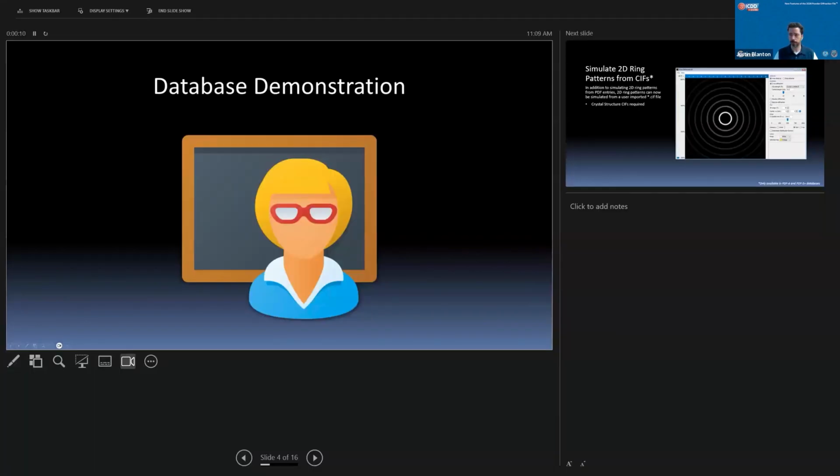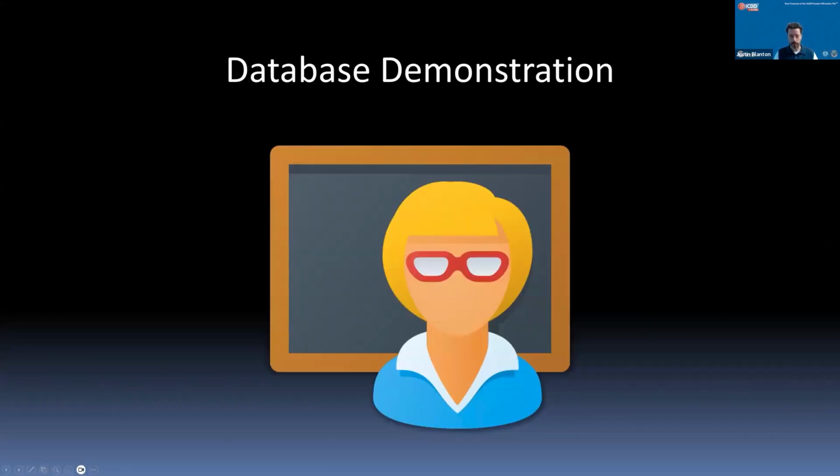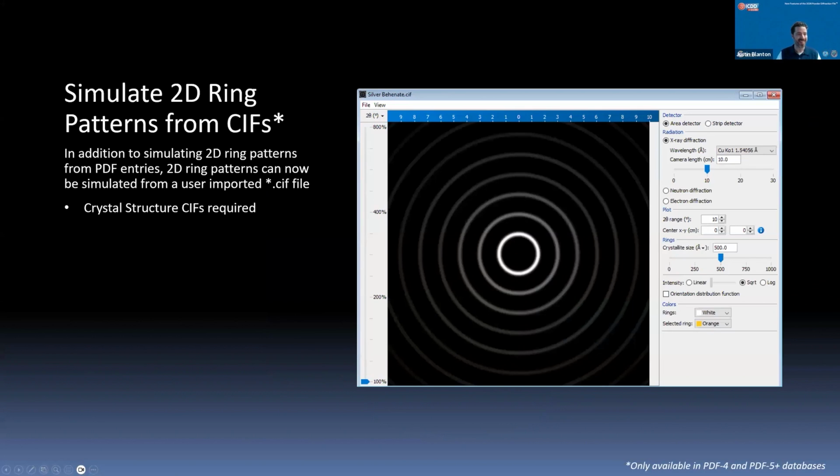Okay, so the next feature you're going to find is the ability to simulate 2D ring patterns from SIEVs. So in addition to simulating 2D ring patterns from PDF entries, 2D ring patterns can now be simulated from a user-imported SIEV. So if you're not familiar with a SIEV file, it's a file that has the extension .CIF, so that stands for crystallographic information file.